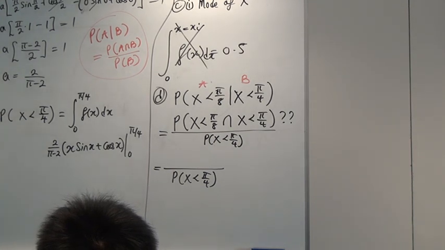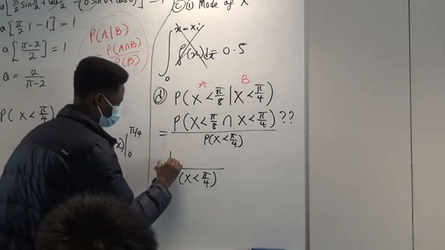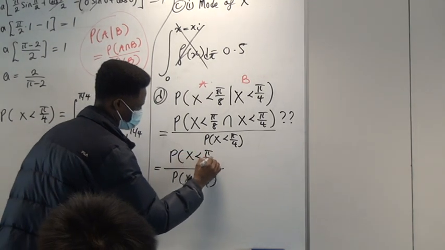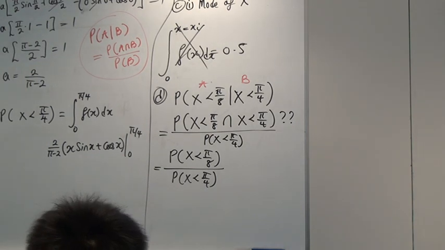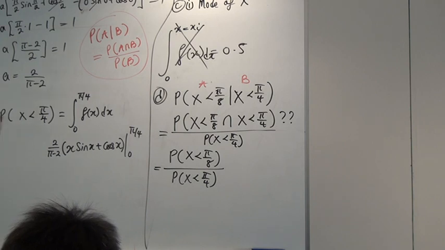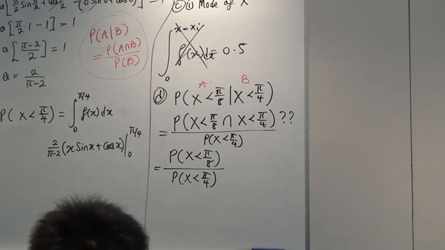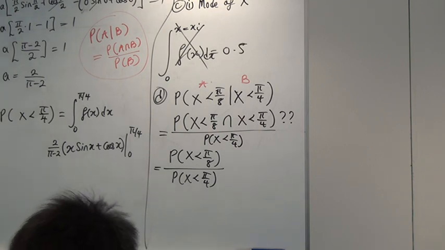What does that mean? X less than pi over 8. Who does not understand why? If X is less than pi over 8 and at the same time X is less than pi over 4, intersection means the common region. What is the common region when you have pi over 8 and pi over 4? The common region will be the smaller region.